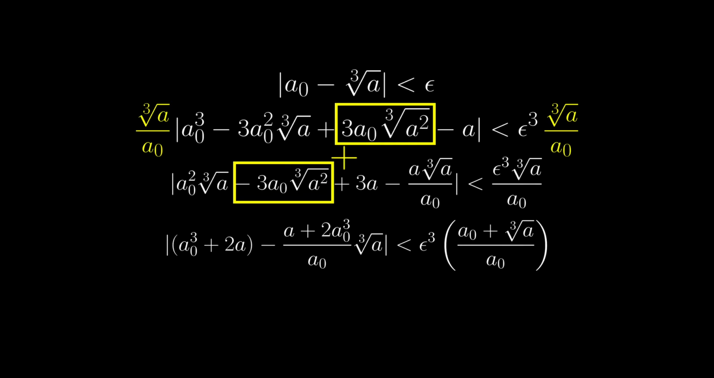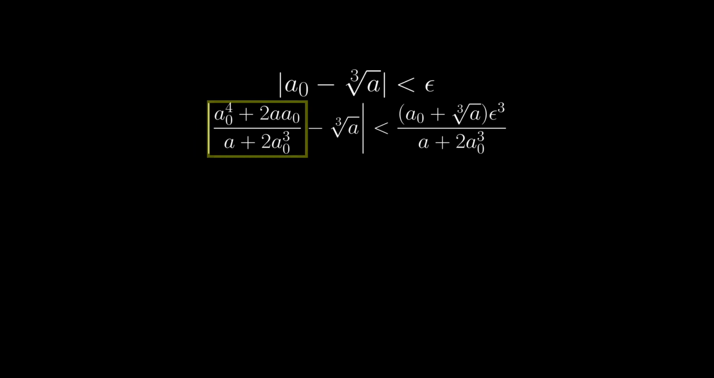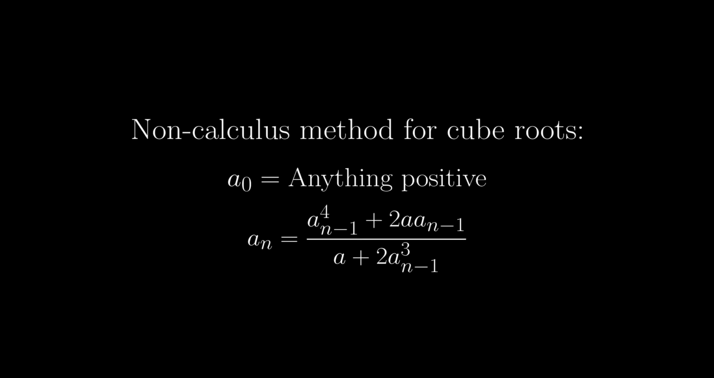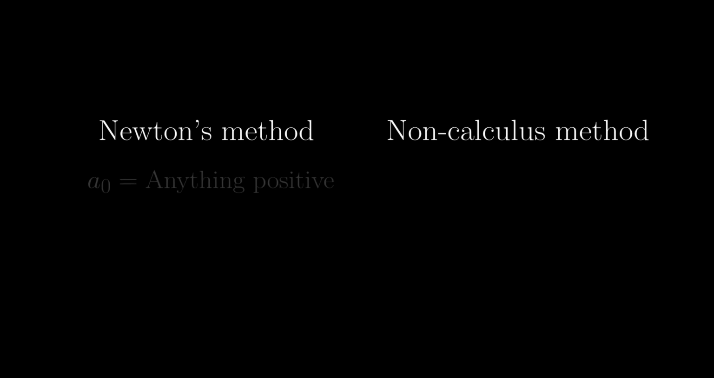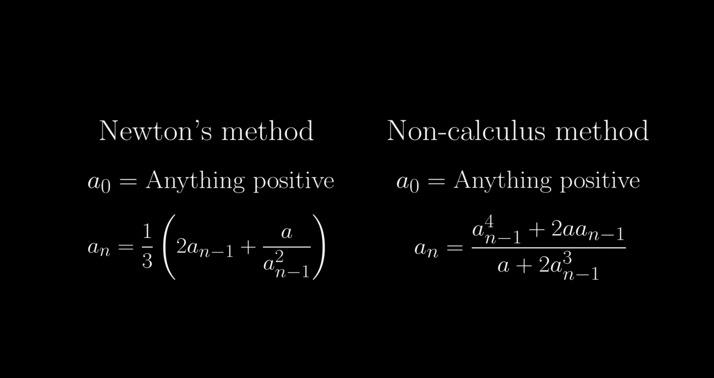Finally, multiply both sides by a0 divided by a plus 2a0 cubed, and we have this ultimate inequality. Now this boxed expression here would be a much better approximate than a0, so we write this as a1. So this means that from the non-calculus method, we have this iteration formula. These two separate methods yield the same iteration formula in square roots, but not in cube roots. So since they are different, can we tell which one is more efficient in calculating cube roots?